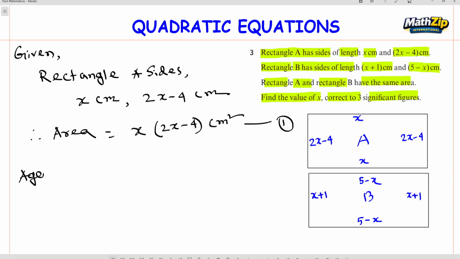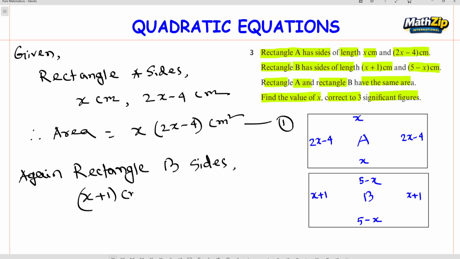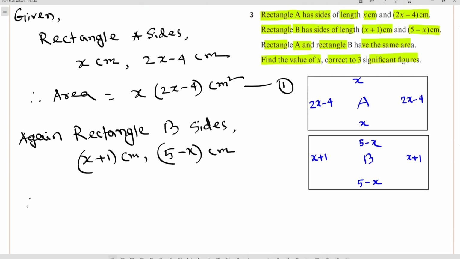Again, rectangle B sides, one is x plus 1 centimeters, another one is 5 minus x centimeters. So area will be x plus 1 times 5 minus x centimeters squared.